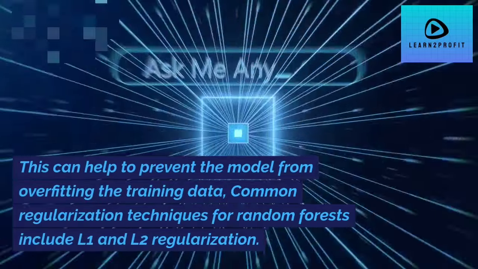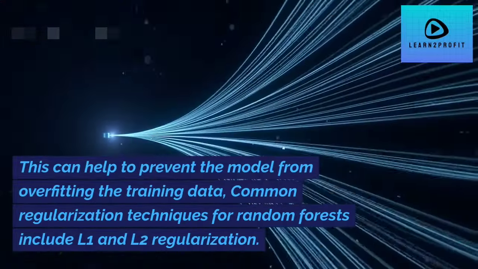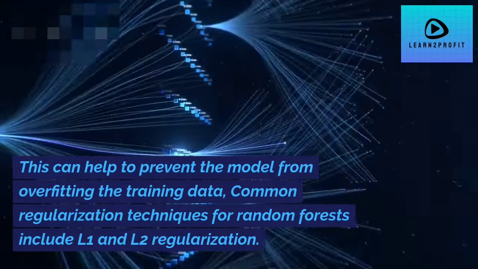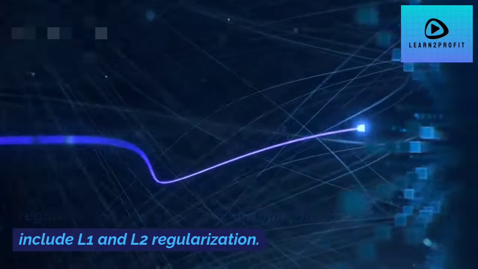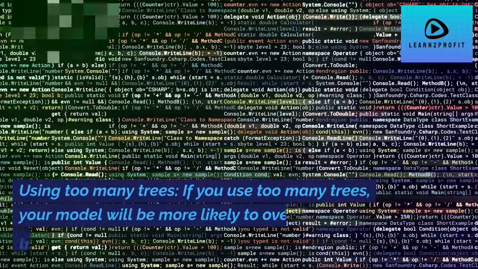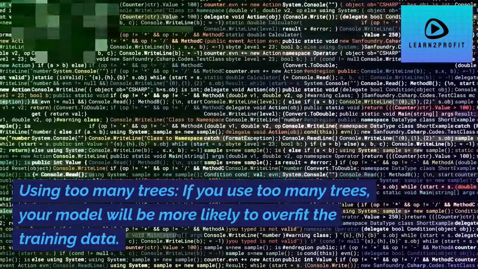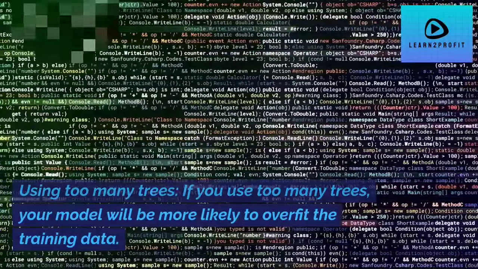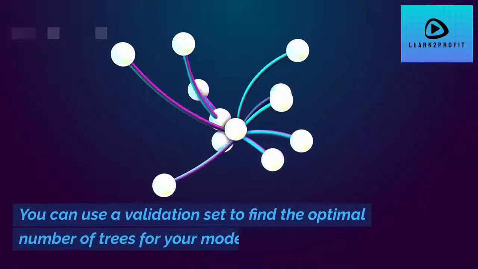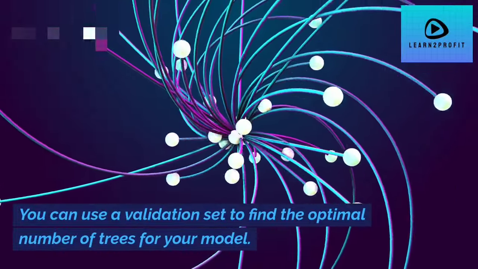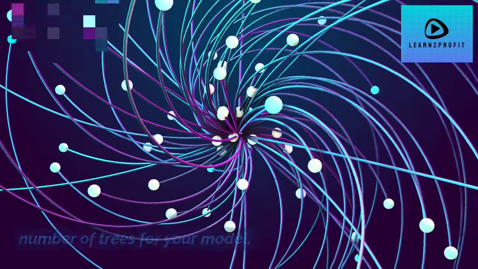Not using regularization. Regularization techniques add a penalty to the model for complexity. This can help to prevent the model from overfitting the training data. Common regularization techniques for random forests include L1 and L2 regularization. Using too many trees. If you use too many trees, your model will be more likely to overfit the training data. You can use a validation set to find the optimal number of trees for your model.